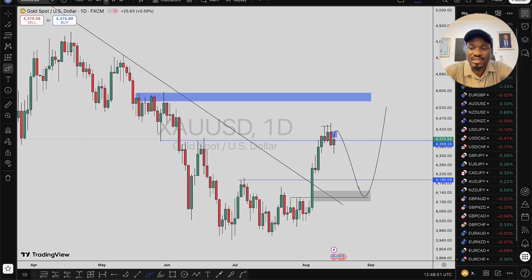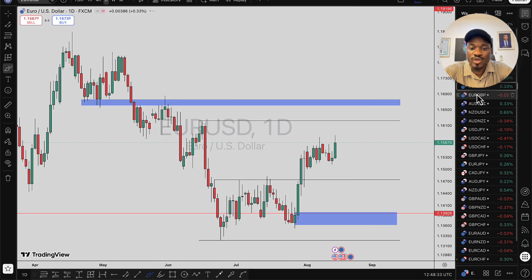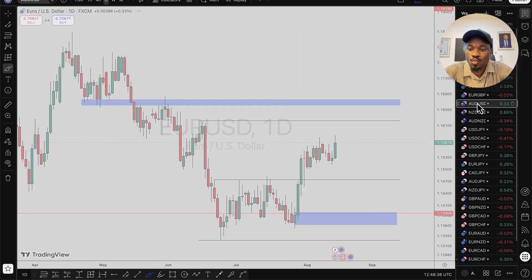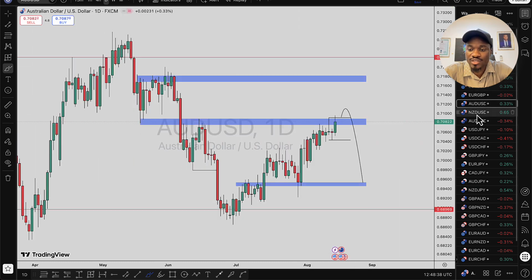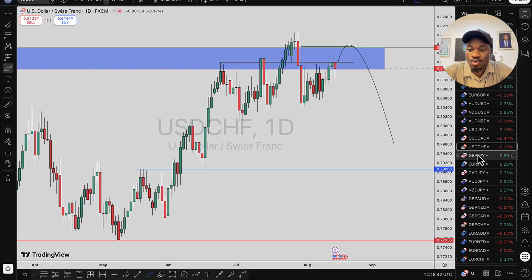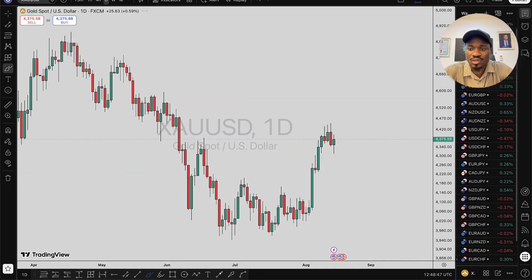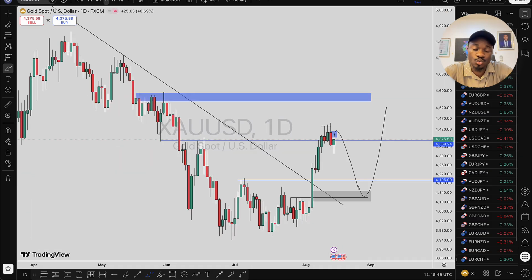Alright, with that being said, let's dive straight into this weekly forex market analysis. First, we have the Great Britain pound sterling paired against USD. We have Euro paired against USD. We have the Australian dollar paired against USD. We have the USD paired against the Switzerland currency pairs. We have the Great Britain pound sterling paired against the JPY. And the last on the list is the XAU paired against USD.